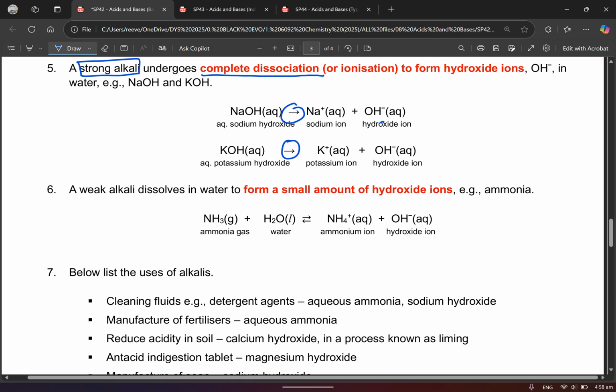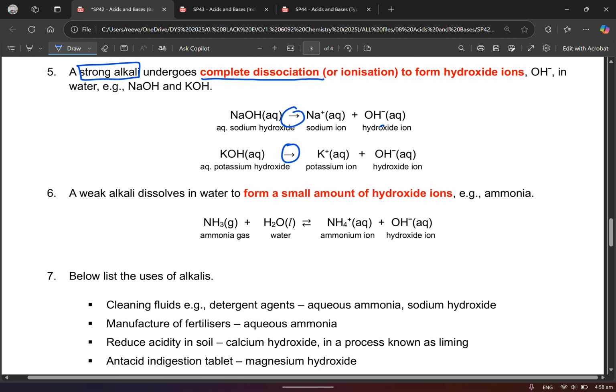But if it's a weak alkali, it will not completely ionize. It will only ionize partially. So that's why there's a double arrow. Okay. After that, some of the ions will go back to the original. So as you can see, my aqueous ammonia, you put them together, it's called aqueous ammonia because you're trying to dissolve ammonia plus water here.